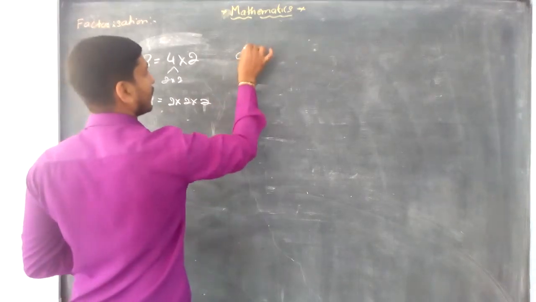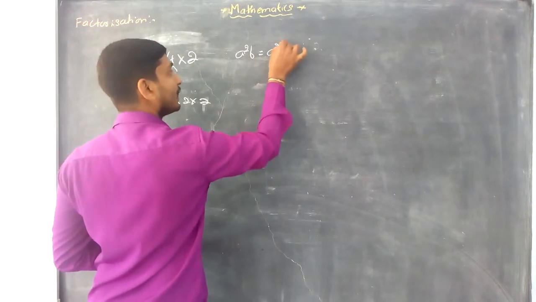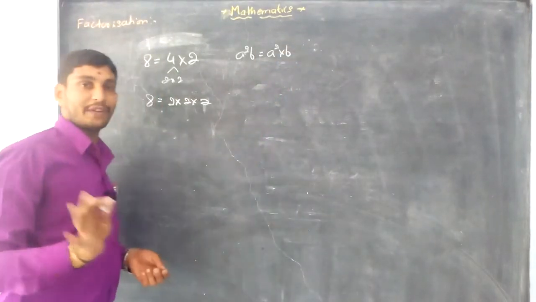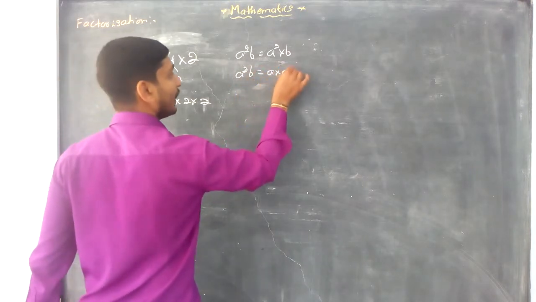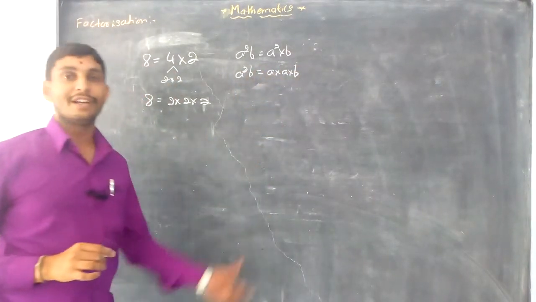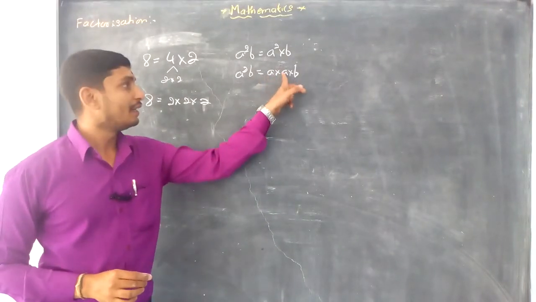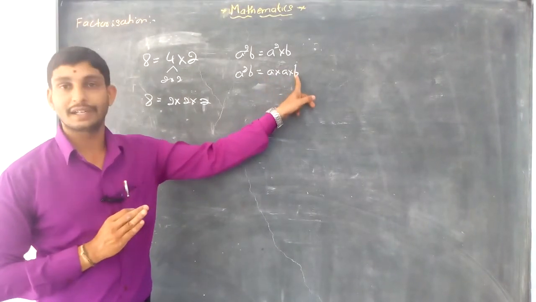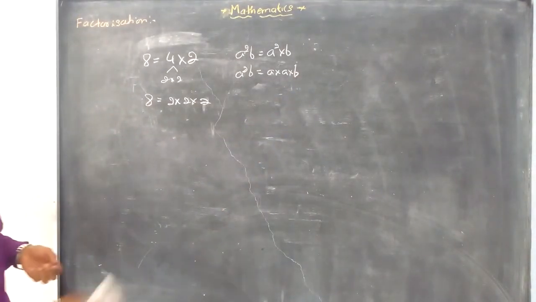ಅಥವಾ if you take the example of a square b, writing a square b as a square into b, it is not complete factorization. Then what is complete factorization means, a into a into b is called complete factorization. ಇದನ್ನ ಮತ್ತೆ ನೋಡಿ ಫ್ಯಾಕ್ಟರೈಸ್ ಮಾಡ್ಲಿಕ್ಕೆ ಆಗಲ್ಲ, ಇದನ್ನು ಫ್ಯಾಕ್ಟರೈಸ್ ಮಾಡ್ಲಿಕ್ಕೆ ಆಗಲ್ಲ, ಹಾಗೆ ಇದನ್ನು ಫ್ಯಾಕ್ಟರೈಸ್ ಮಾಡ್ಲಿಕ್ಕೆ ಆಗಲ್ಲ. Hope you understood what is factorization.